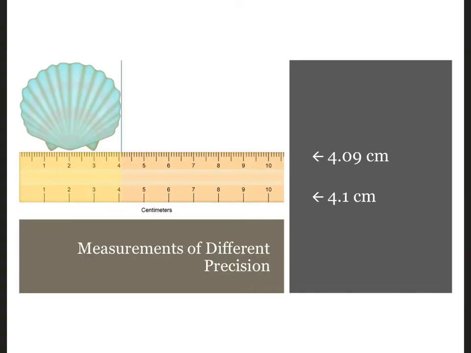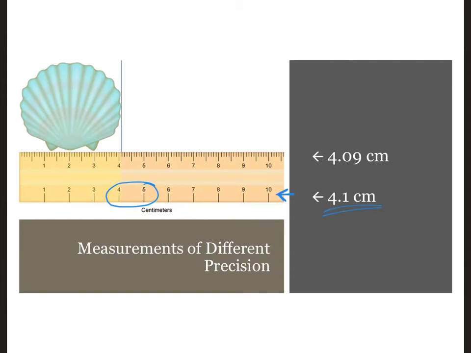If we measure this shell using the bottom centimeter markings, we can see the true value of the shell's width lies somewhere between 4 and 5 centimeters. We can say with certainty that it is 4 centimeters wide, but then we need to estimate one additional digit. I'd say that 4.1 is a reasonable result.